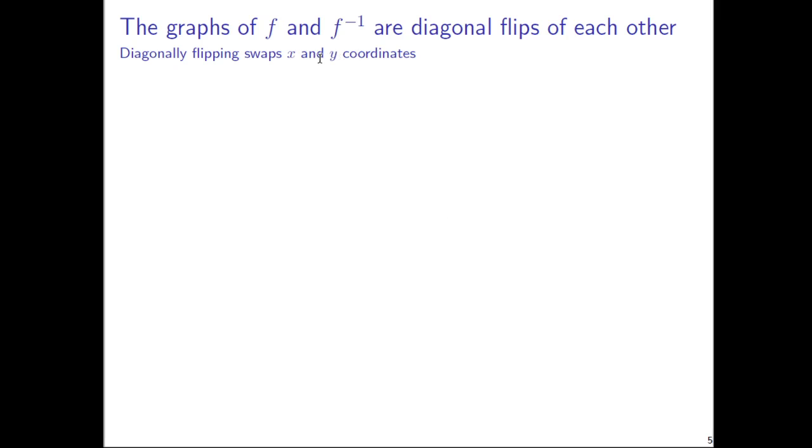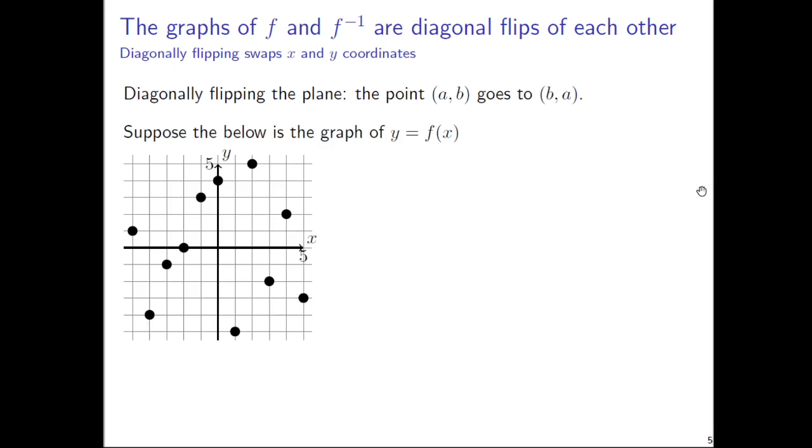Now, the key story we saw last time was that the graphs of f and f inverse are diagonal flips of each other. Diagonally flipping, by the way, swaps the x and the y coordinates. So if you diagonally flip just one point at a time, the point (a, b) goes to (b, a). So let's practice this idea, even with this kind of really spotty looking graph of a bunch of points.